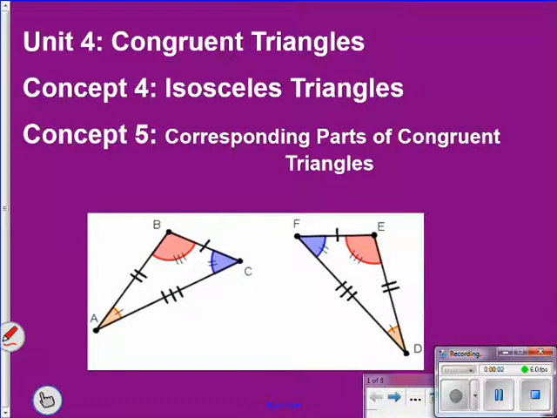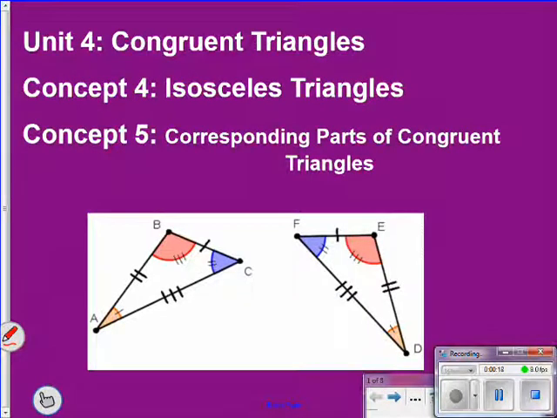Everybody, this is Mr. Munson. We're in Unit 4 still, congruent triangles. So we're going to look at two different concepts here. Concept number 4, we're going to deal with isosceles triangles, and concept 5, corresponding parts of congruent triangles. Both of them are pretty straightforward, so let's get started.